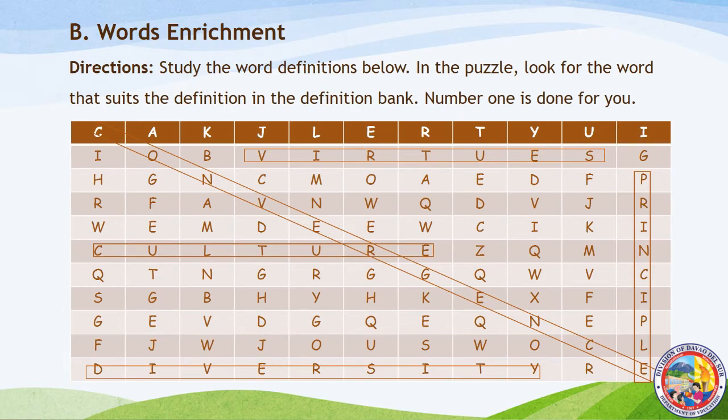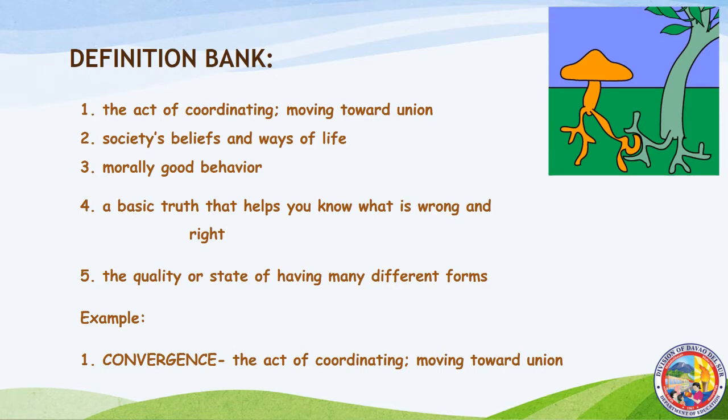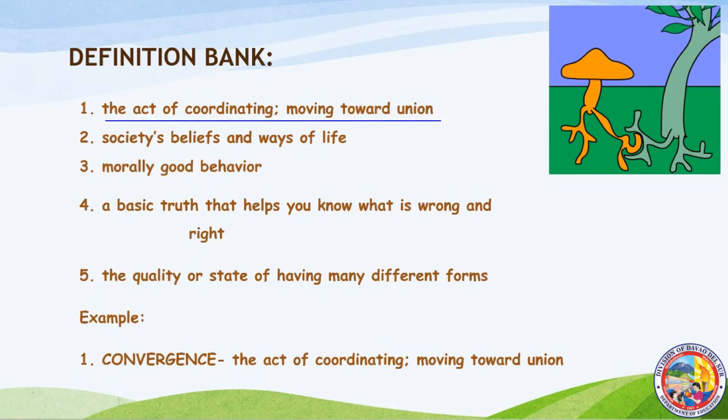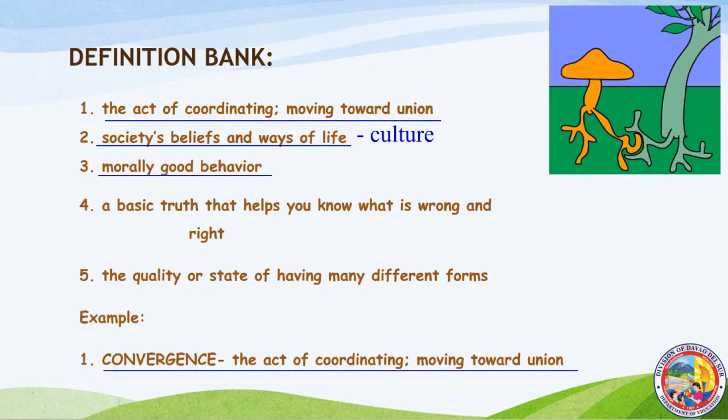From the words you've found in the puzzle, let us now study the definition bank. Number 1, the act of coordinating, moving toward union. Okay, it's already from the given. The answer is convergence. Number 2, society's beliefs and ways of life. That's the answer. Culture, very good. Number 3, morally good behavior. The answer is virtues, very good.